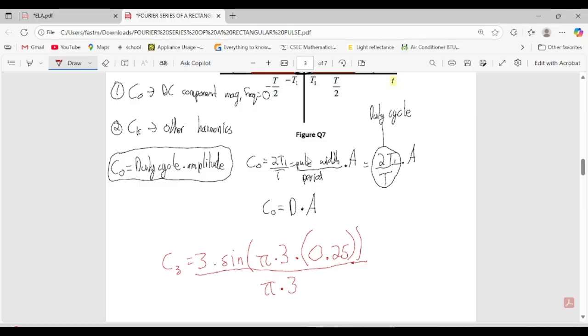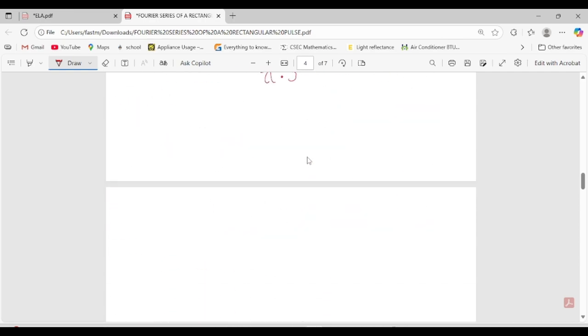I want to actually try it on a calculator and see. So 3 multiplied by sine of 3 pi times 0.25, divided by 3. And you get your answer, 0.225 as the amplitude. So for this question, C3 was that, and C0, which is A times the duty cycle, A is 3, and the duty cycle was 0.25. So you basically end up with C0 being 0.75. So that's the recap, to bring everything together to make it simple.